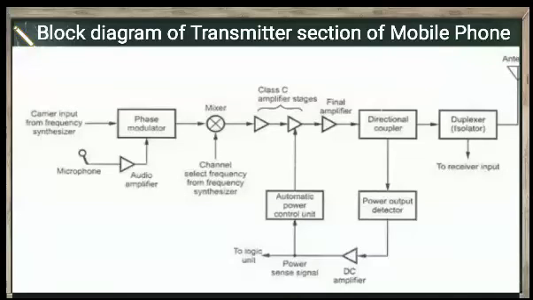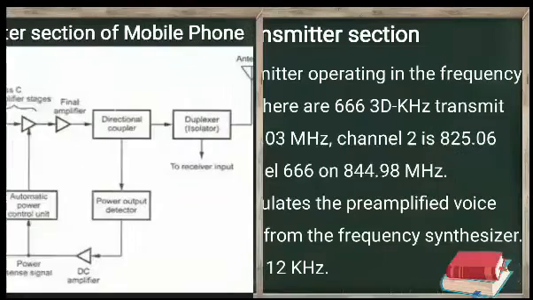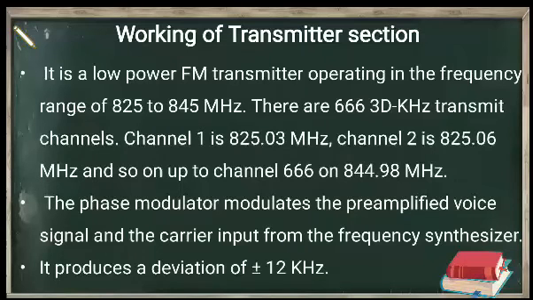Now we discuss the details of the working of the transmitter section. The transmitter is an FM transmitter operating in the frequency range of 825 to 845 megahertz. There are 666 transmit channels, each 30 kilohertz wide. Suppose channel 1 is 825.03 megahertz, channel 2 is 825.06 megahertz, and so on up to channel 666 at 844.98 megahertz.